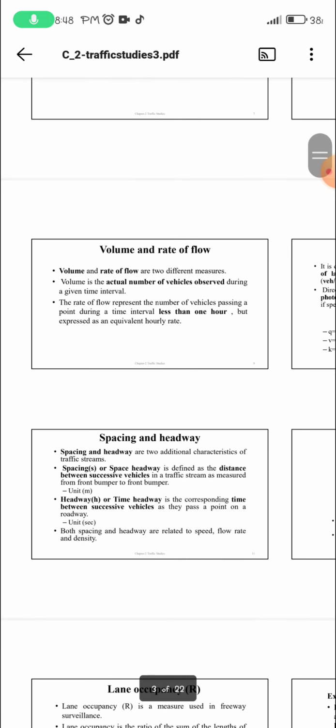Spacing and headway. Spacing and headway are two additional characteristics of traffic streams. Spacing S, or space headway, is defined as the distance between successive vehicles in a traffic stream as measured from front bumper to front bumper. Unit: meter. Headway H, or time headway, is the corresponding time between successive vehicles as they pass a point on a roadway. Unit: second. Both spacing and headway are related to speed, flow rate and density.